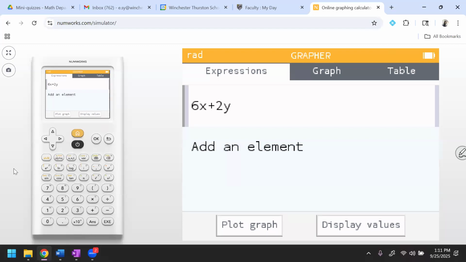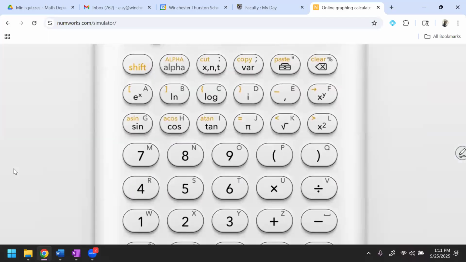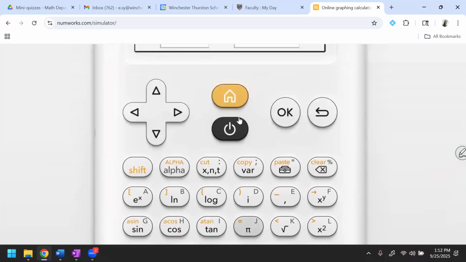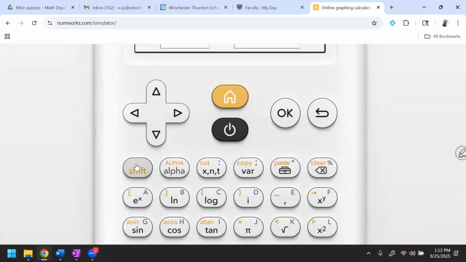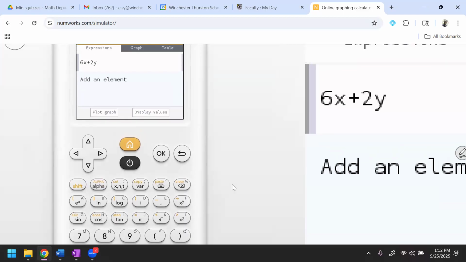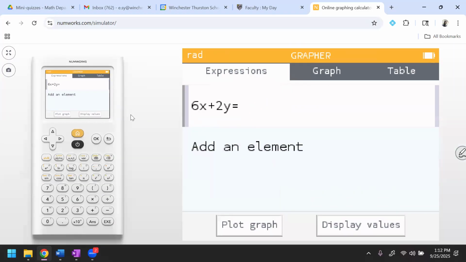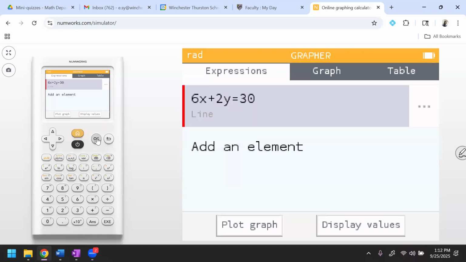What about equals? Can you spot an equal sign somewhere on here? Above pi, but it's in yellow. How can I get to the yellow functions? Shift gives me access to the yellow functions, and alpha gives me access to the alphabet. Shift pi, I'll get my equals. 6x plus 2y equals what again? 30. I'll just put in my 30. Boom, boom. I'll hit OK.